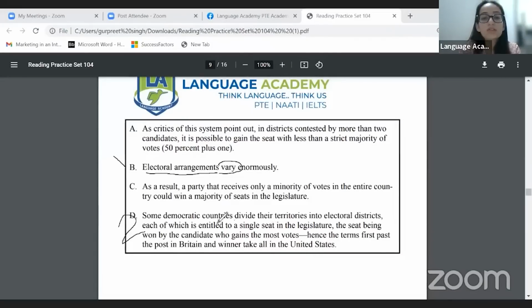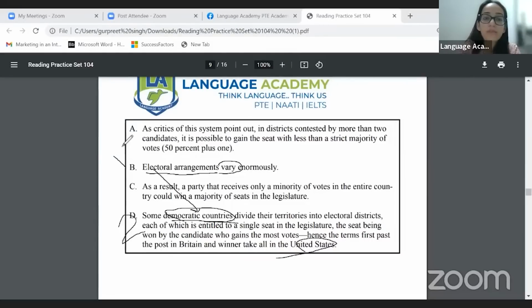So, this is just one type of electoral arrangement. There can be many other types of electoral arrangements also. So, you have to understand some democratic countries. And then in the US, these were the examples of the differences in electoral arrangements.